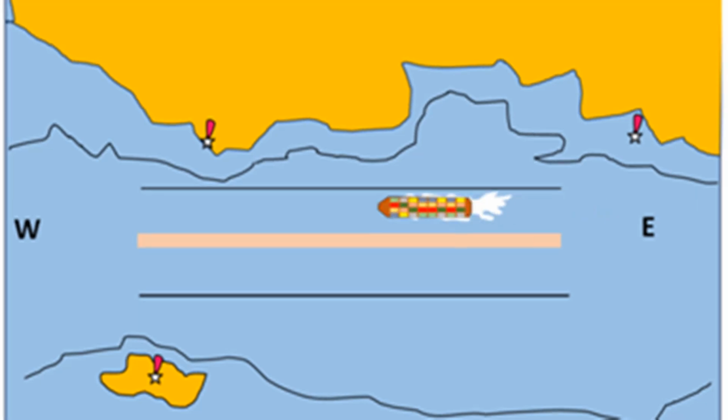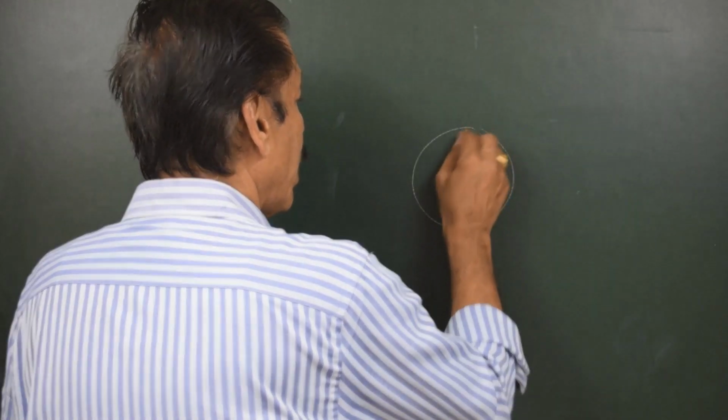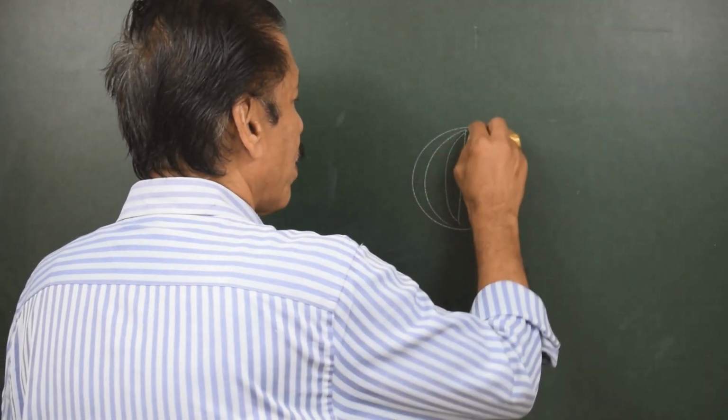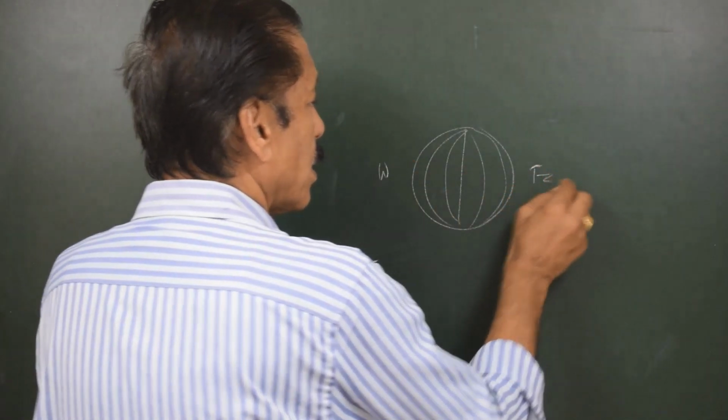Earth spins from west to east. What does it mean? It spins from west to east. It means that if you look at the Earth from the front, west and east is decided by this.